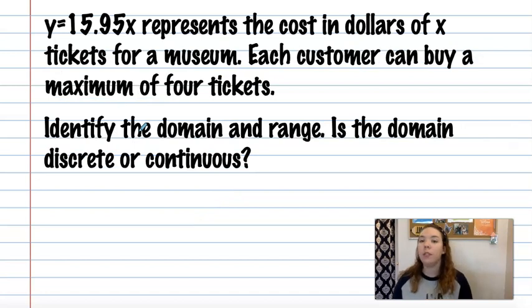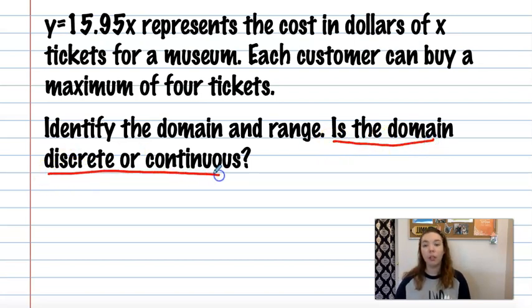So y equals $15.95x represents the cost of tickets for a museum. Each customer can buy a maximum of 4 tickets. Identify the domain and range. Is the domain discrete or continuous? And this second question, is the domain discrete or continuous, really depends on, can you buy more than a whole number of tickets, really is what we're talking about here.